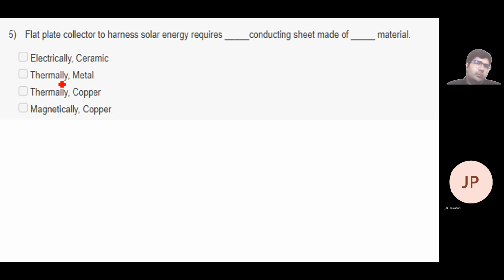So ceramic cannot be. Metal, because metal is generalized, so metal can be. Copper can be. So option A is wrong. The correct options will be from B, C, or D, because metal is not specifying any particular metal, and we require some conductive metal. Copper is conductive, aluminum is conductive, silver is also conductive. So metal is basically a group, so it can be correct.